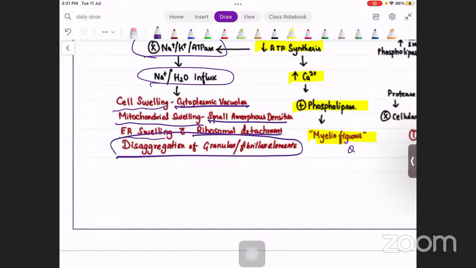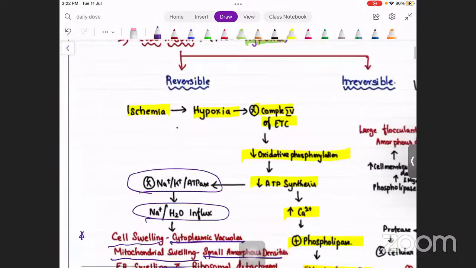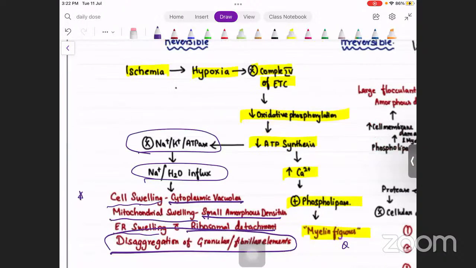All of the following are changes of reversible cell injury except. Cytoplasmic vacuole formation, small amorphous densities, and ER swelling with ribosomal detachment and disaggregation of granular or fibrillar elements, people. All these things could produce a reversible cell injury.